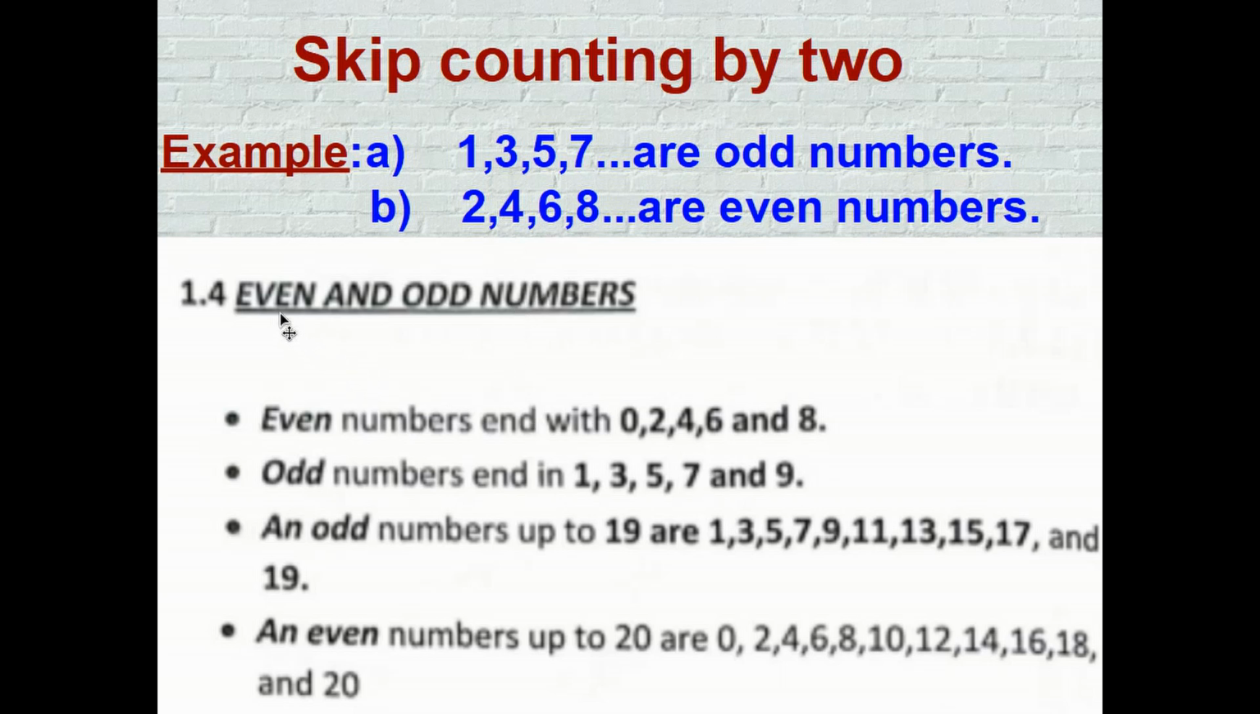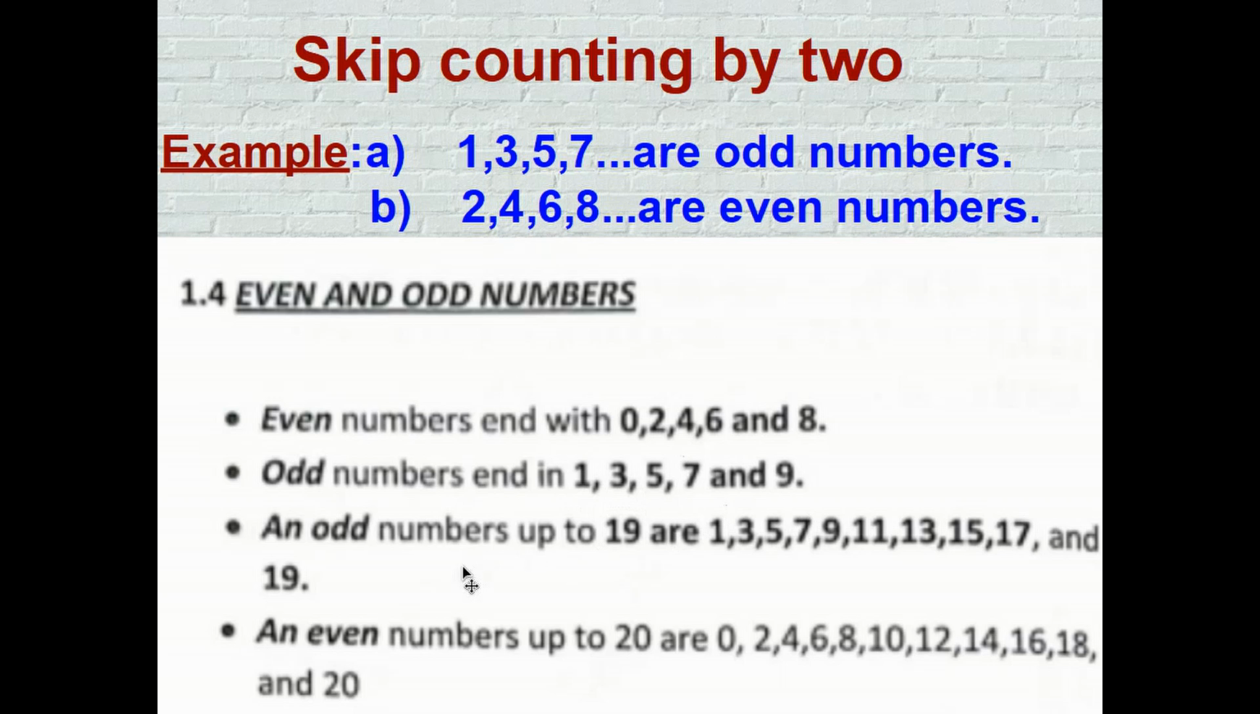And even and odd, let's see what even and odd means. Even numbers are numbers that can be divisible by 2, or end with these digits: 0, 2, 4, 6, and 8. Their ending numbers are either of these. And when you say odd, these numbers cannot be divided by 2, and they end with either 1, 3, 5, 7, and 9.